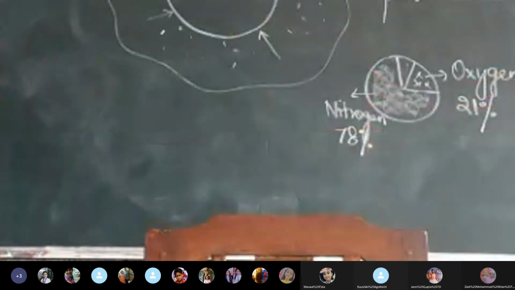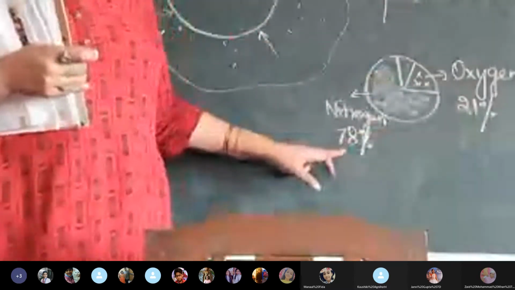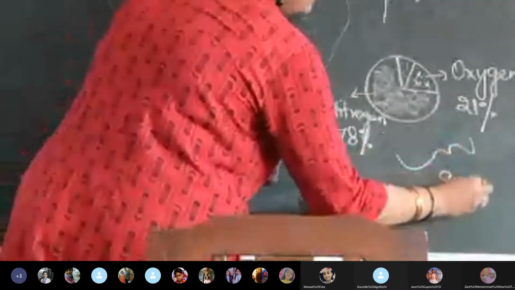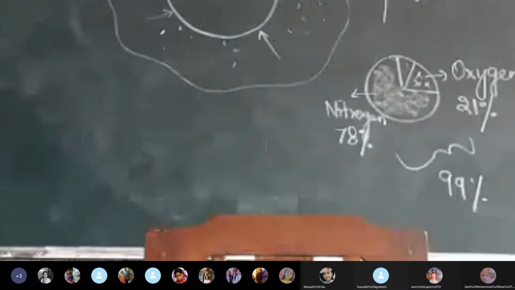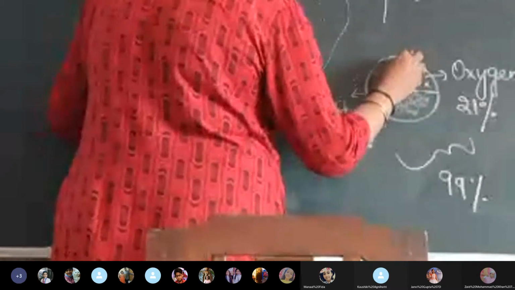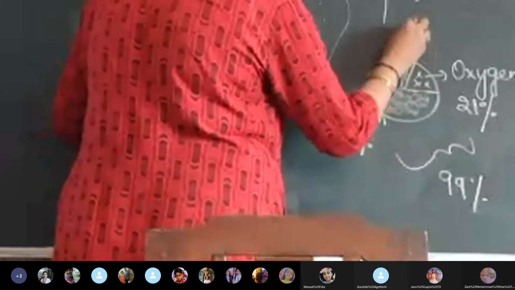Now they are telling you that together they form 99% of the total gaseous composition of the atmosphere. So basically oxygen and nitrogen are together forming nearly 99% of the atmosphere. What about that 1%? That 1% is other gases. Now, which are these other gases?